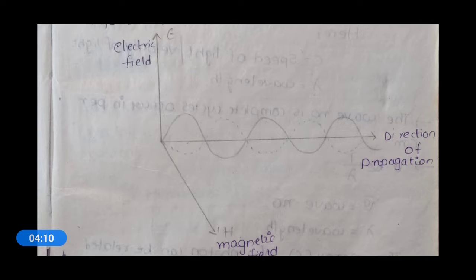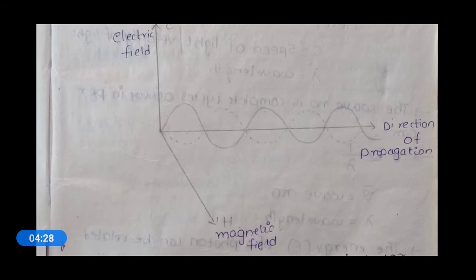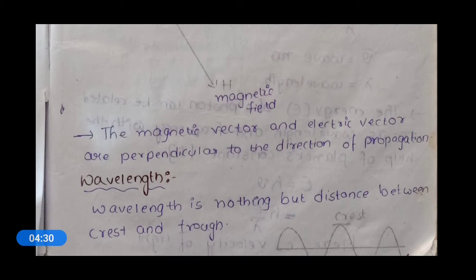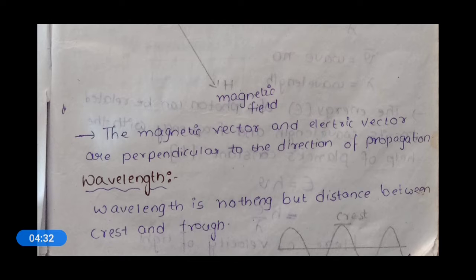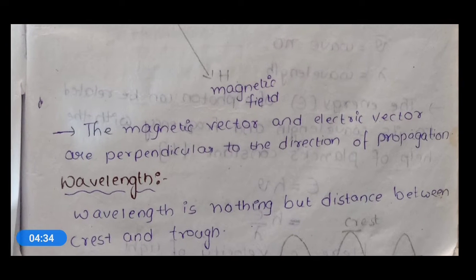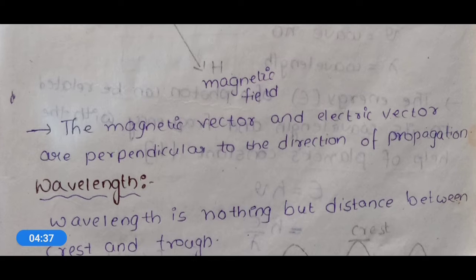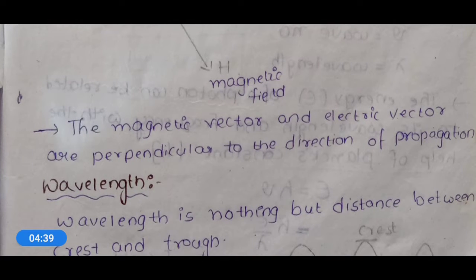If you see the electromagnetic field here, these are the different beams of light in the electric field. If you take a beam, it passes in one direction, and the magnetic vector and electric vector are perpendicular to the direction of propagation.